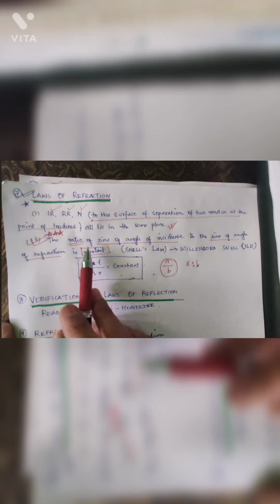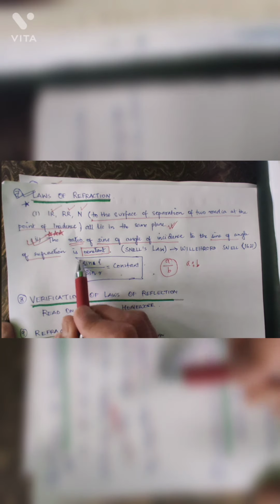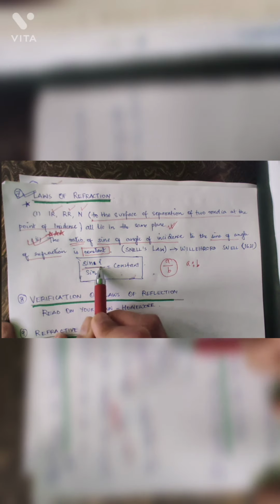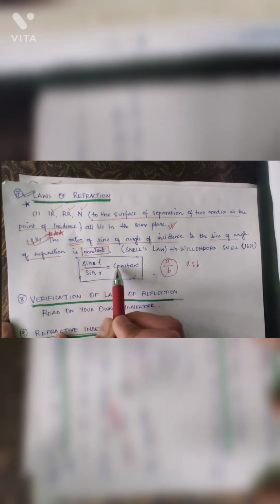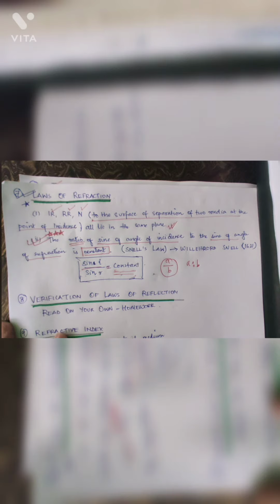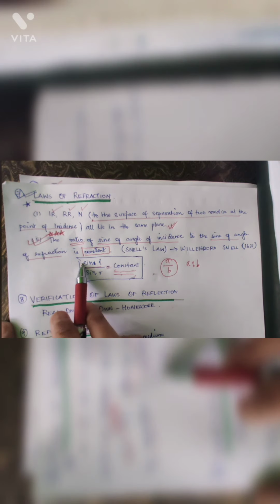So here, the ratio of sine of angle of incidence to the sine of angle of refraction is constant. That is, sine I divided by sine R is equal to how much? Is equal to constant. Now this, I already told you, is very important because this is also known as Snell's law. Now in the exams, if they ask you to state the laws of refraction, you'll state these two. But if they ask you to state Snell's law, you'll state the second one.